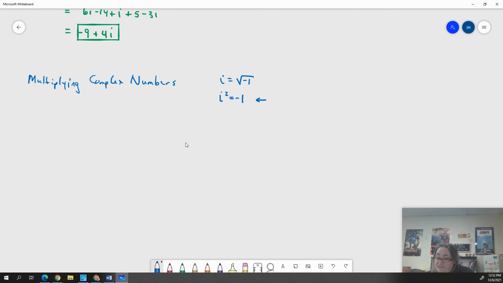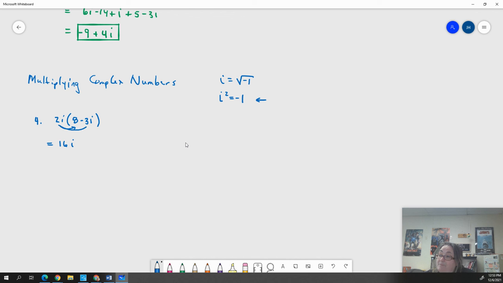So if I have an example, I think this is example number 4, 2i times (8 - 3i), I'm going to go ahead and distribute this just like I would anytime I'm multiplying something times its parentheses. We would multiply this times this and we get 2i times 8, which is 16i.